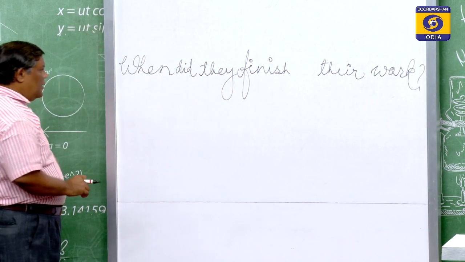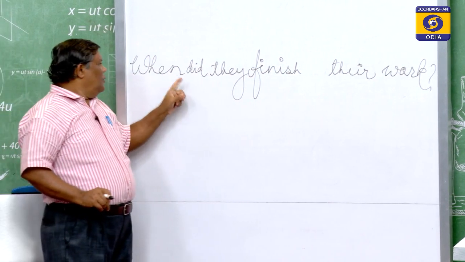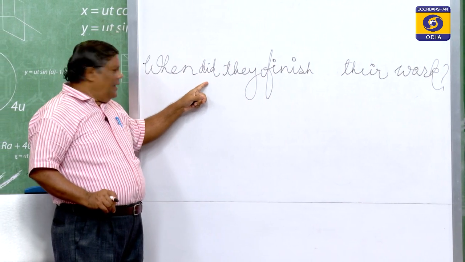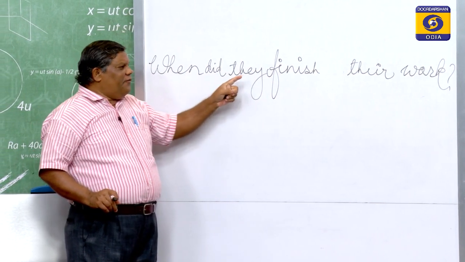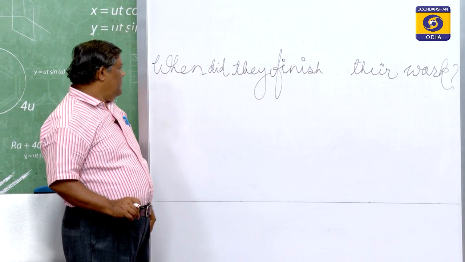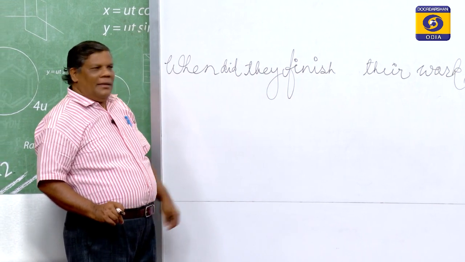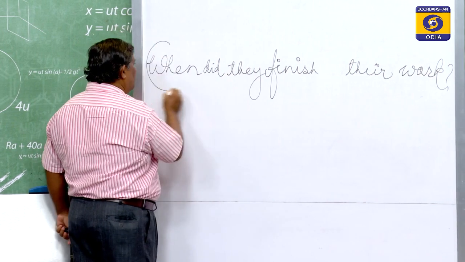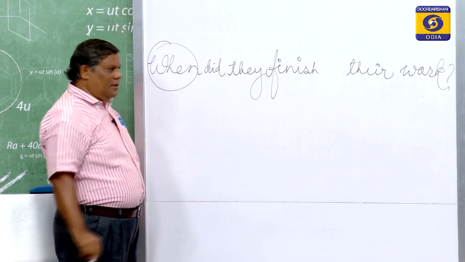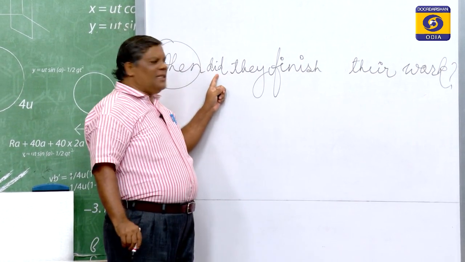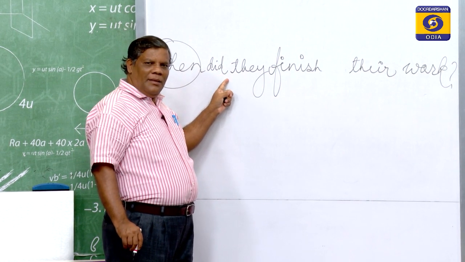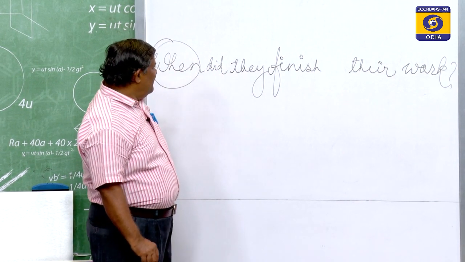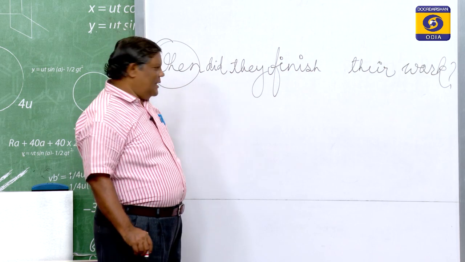This is a WH type, and it is past tense, because "did" is there. When did they finish their work? Now, make it a statement: remove "when", the WH word. Now, did they finish their work? It becomes a yes-no question sentence.